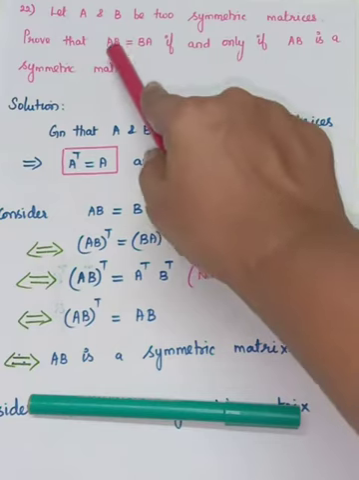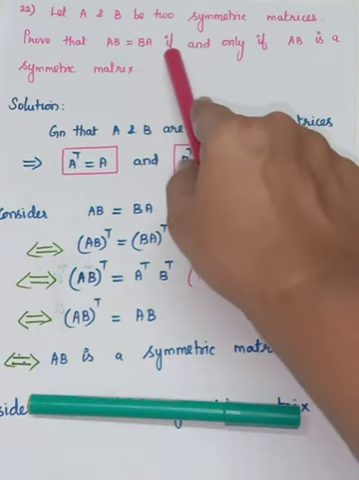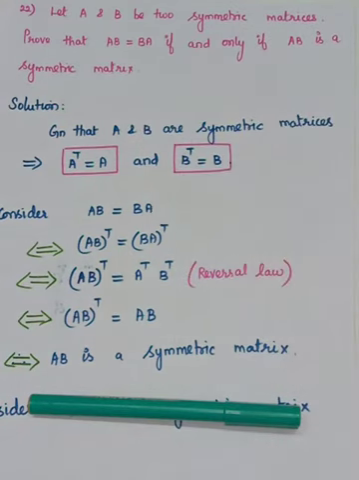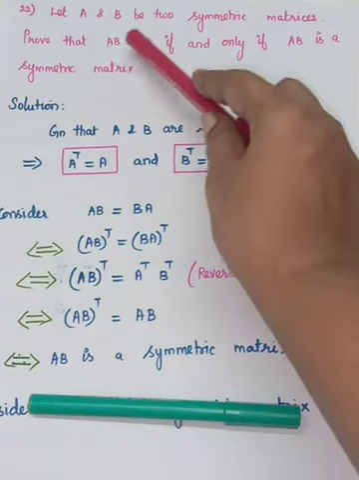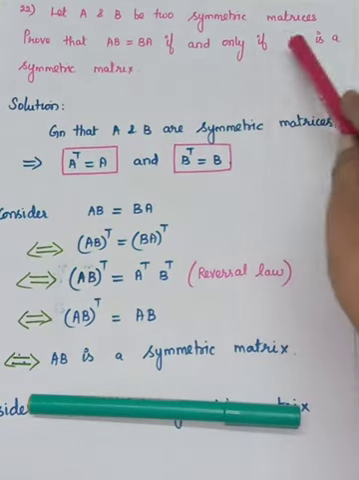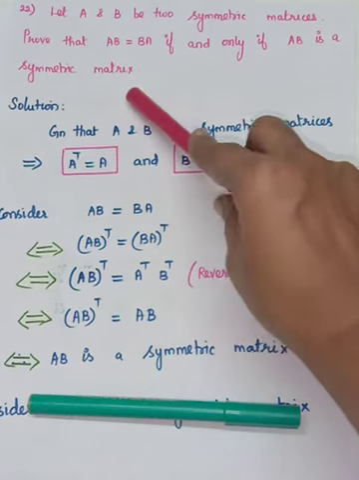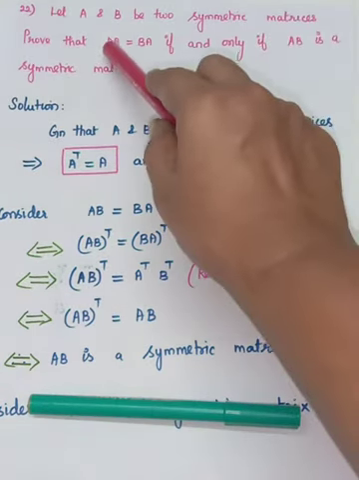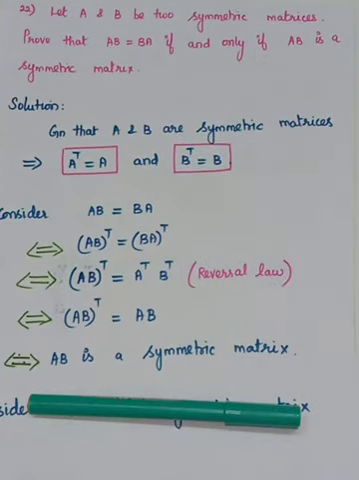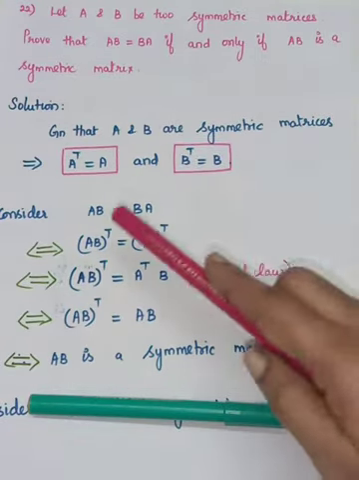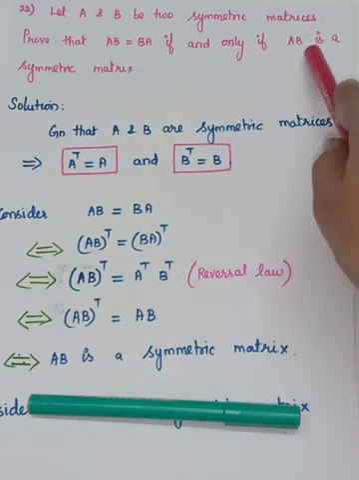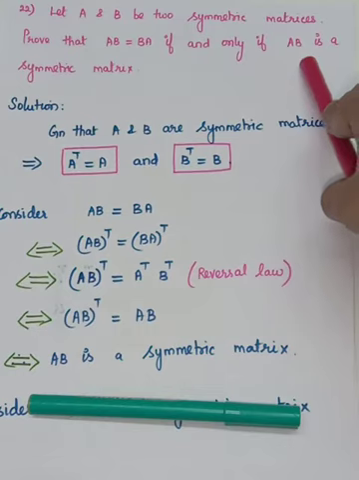So we have to prove that AB is equal to BA if and only if AB is a symmetric matrix. If and only if means we have to prove both ways. So first we have to take AB is equal to BA and prove that AB is a symmetric matrix. Second, if AB is a symmetric matrix, prove AB is equal to BA. In both ways we have to complete. So first I'll take AB is equal to BA. Here you have to prove AB is a symmetric matrix.